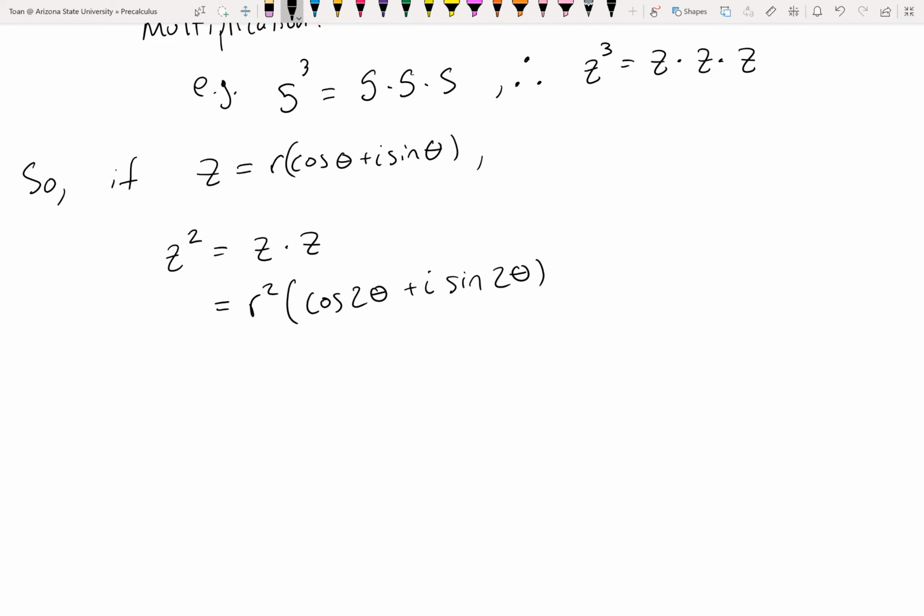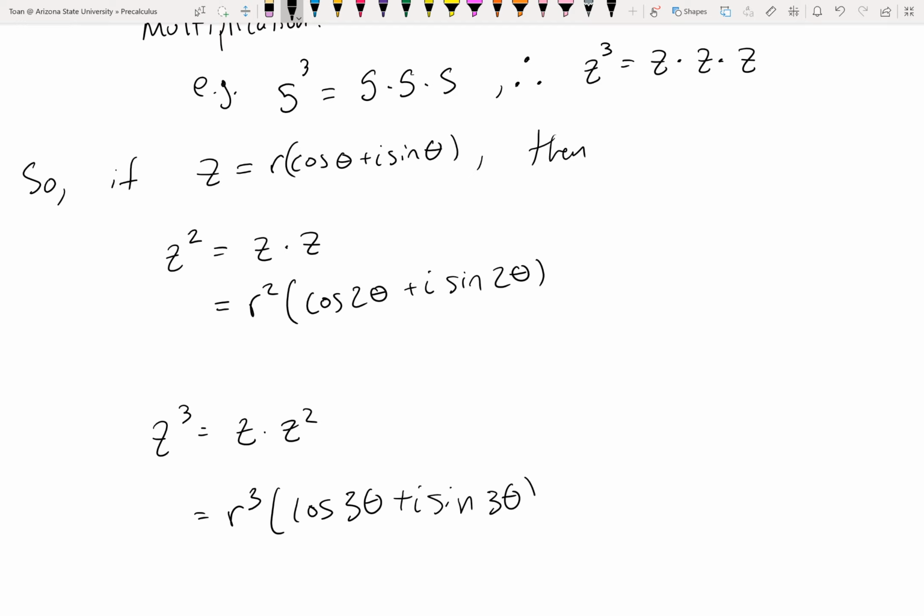Well, what about z cubed? Well, that's z times z times z, right? Or in other words, z times z squared. Well, you multiply the modulus together. So r squared times r is r cubed. And then you add the angles or the arguments together. 2 theta plus theta is 3 theta. And I hope you guys see a pattern forming. If you have z to the first power, you have a single r and a single theta. If you have z squared, you have r squared and 2 thetas. If you have z cubed, you have r cubed and 3 thetas.